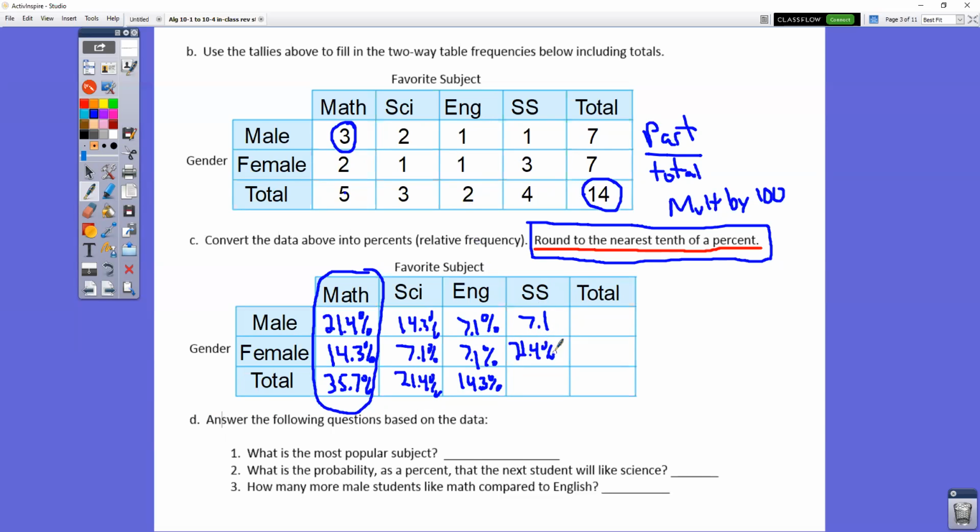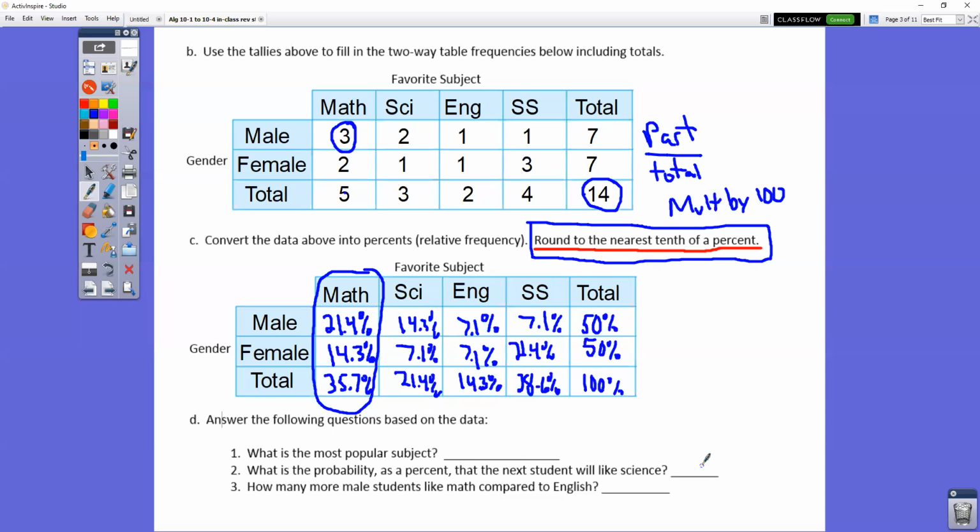So find each one individually. In your bottom right-hand corner, this one should always be 100% because you are doing 14 over 14. When you divide 14 divided by 14, you end up with 1, but then you have to move the decimal point over 2 places. So that becomes 100%.